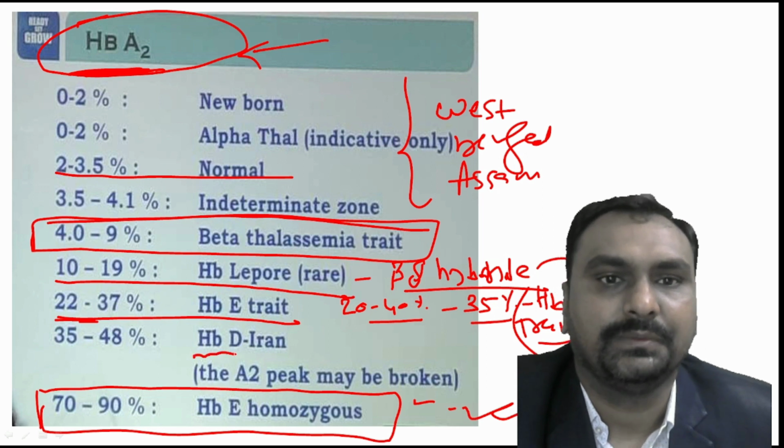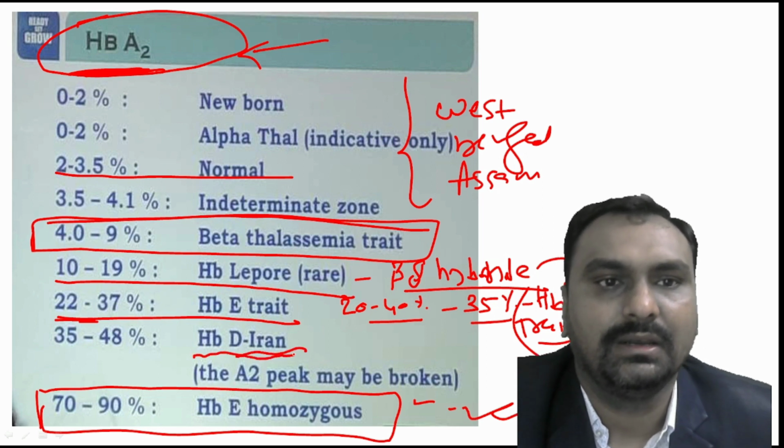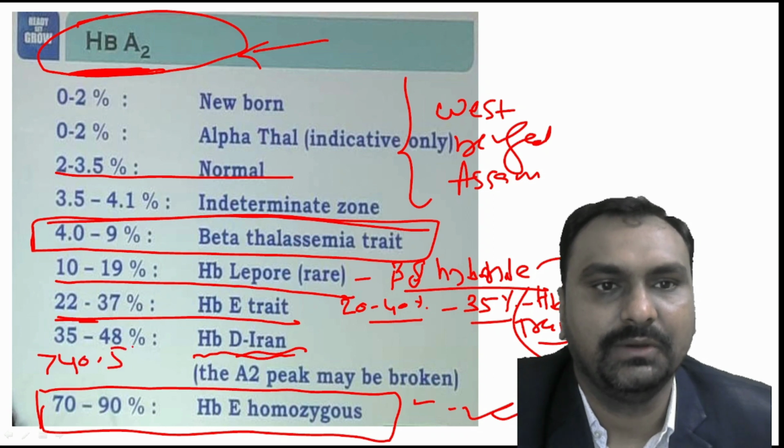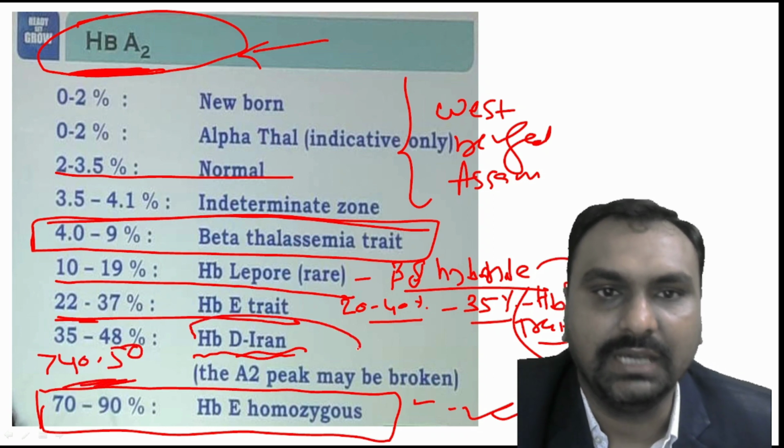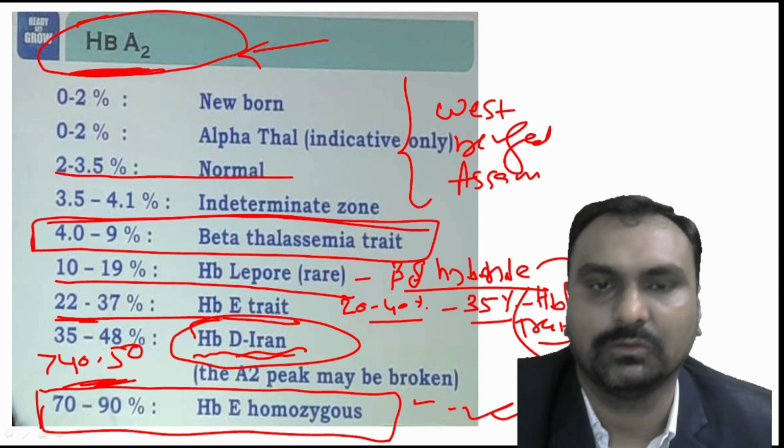Okay, and if the HbA2 level is between 70 to 90%, it is HbE homozygous or HbE disease. Okay, if the HbA2 level is between 40 to 50%, it may be HbD Iran. We will see the case also.